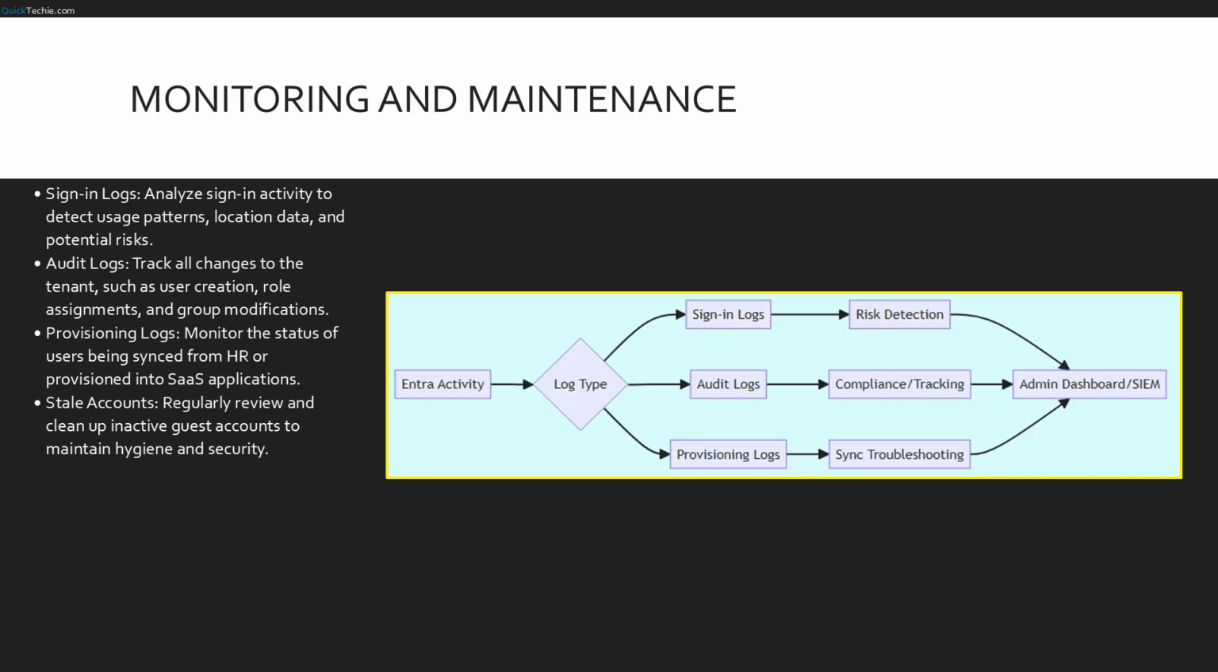The final piece of management is monitoring. You must regularly review 3 key logs. Sign-in logs tell you who is accessing what and helps identify risky behavior. Audit logs provide the trail of administrative actions: who created a user, who changed a group, or who assigned a role. Provisioning logs are essential for troubleshooting issues with HR sync or app access.